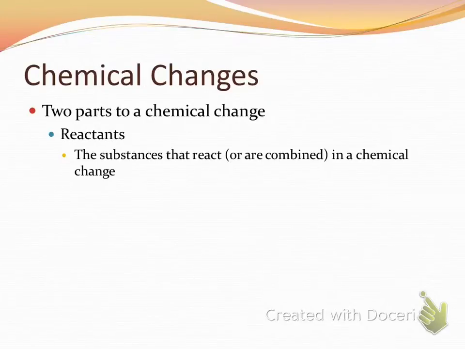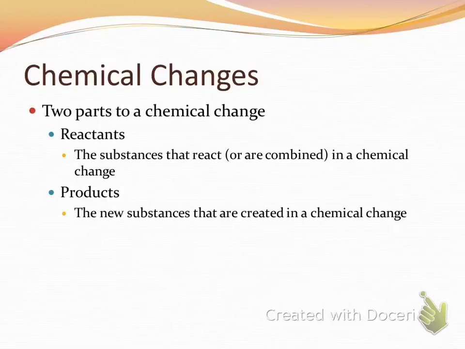Okay, so there's two parts. The reactants are what you start with. Those are the things that are being combined, or at least it might be only one substance. That's what you start with in a chemical change. The products are what you end with. Right? The product is what has been formed. The new substances, or maybe just one new substance, that's created in a chemical change.